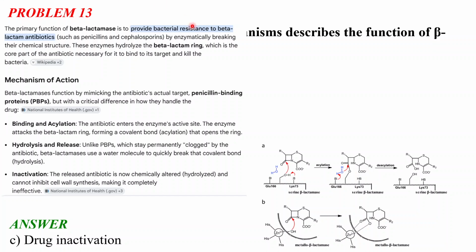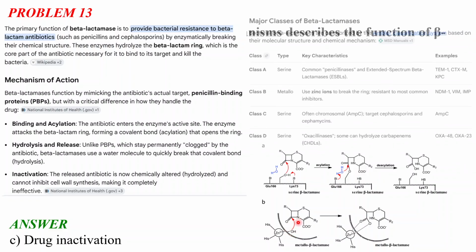ineffective. Okay, so this is how this particular beta lactamase works. This is the serine beta lactamase, and this is the metallo beta lactamase. In the case of serine beta lactamase, serine is the amino acid that acts on this beta lactam ring, and then lysine is also here, which also helps in this mechanism. And in the case of the metallo beta lactamase, the OH group, the nucleophile, is bound to the zinc metal, which attacks and cleaves this bond.